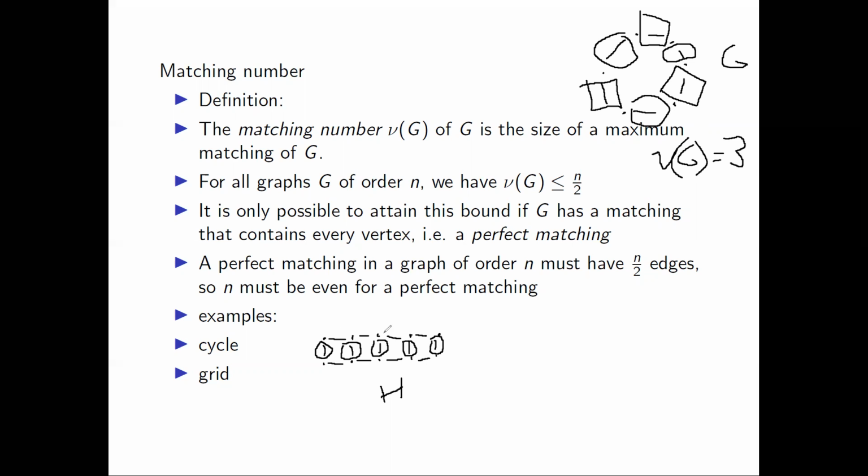This one we see it has 10 vertices. So we know the matching number is going to be less than or equal to 10 over 2, which is 5. And actually, the matching number equals 5 because we can attain that 5. So our construction right there attains 5. So it equals 5.